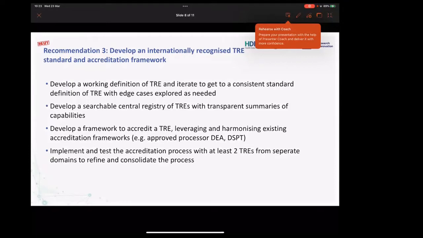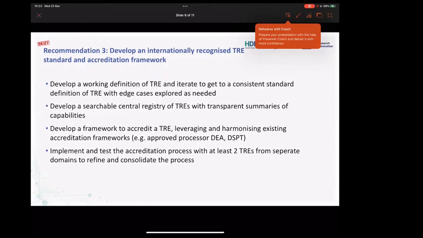One of the things we need to do in phase 2 is to develop a working definition of a TRE, and try to get to a consistent standard definition. And we can highlight the edge cases where those standard definitions can be extended for various purposes. So a TRE for genomics, a TRE for longitudinal health, a TRE for sensitive data from transport or judicial data. So it's trying to define what is the baseline definition of a TRE and how do we extend that.